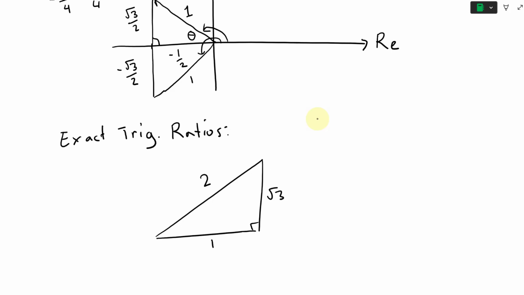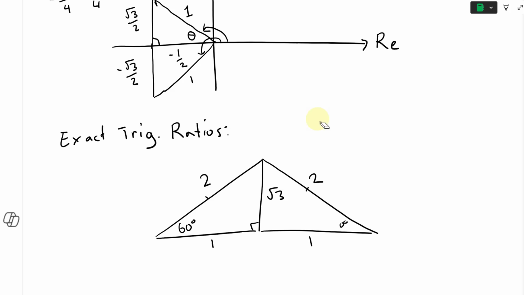Then we can continue this out and mirror it to draw a perfect triangle, an equilateral triangle. The sides are 2, 2 and 2, and in the middle this is 1, 1, 2, with a square root 3 height. So in other words, all the angles are going to be 60 degrees, and this whole one is 60 degrees. And 60 degrees is just pi over 3. So this is equal to pi over 3.